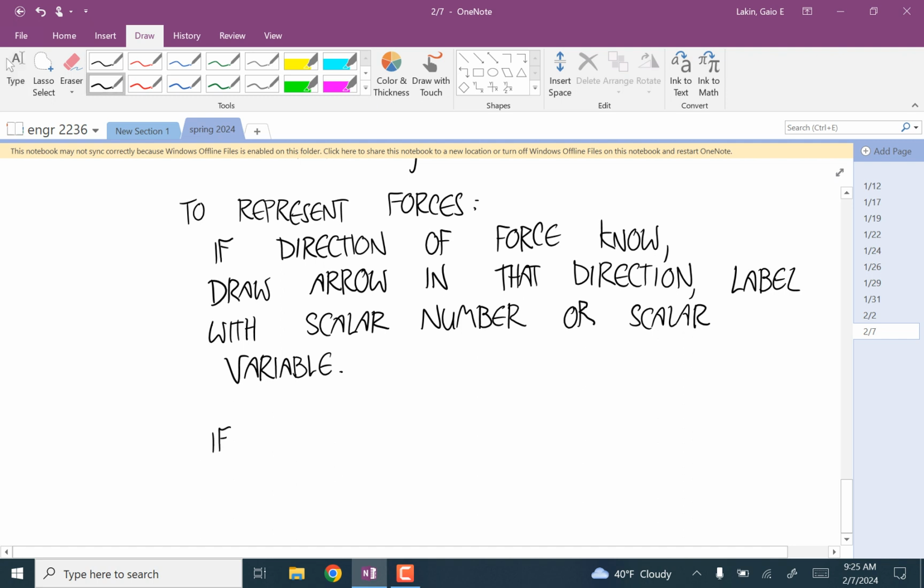If the direction is unknown, draw little arrows in the directions of the coordinate axes.